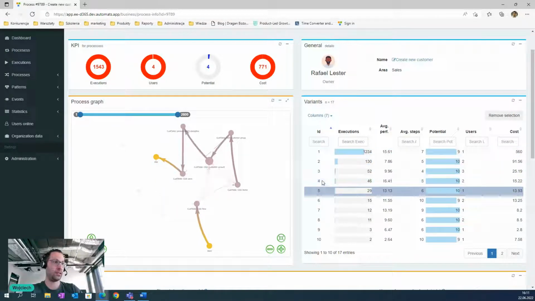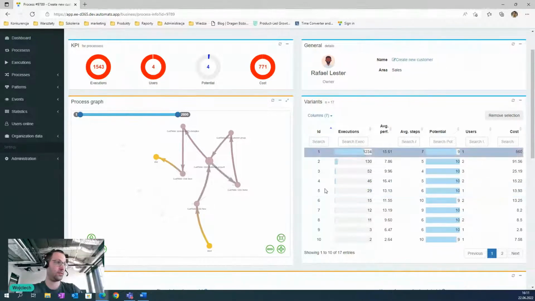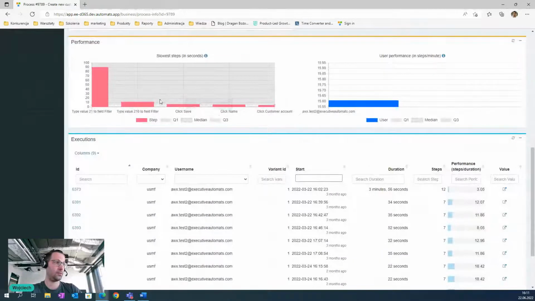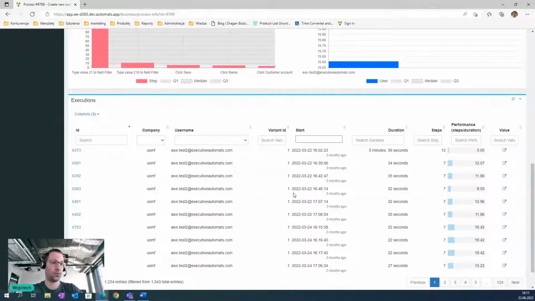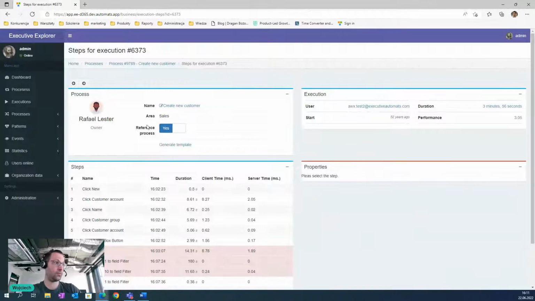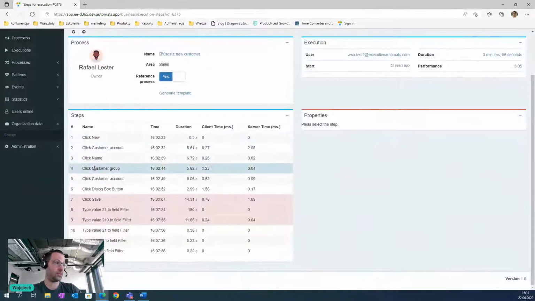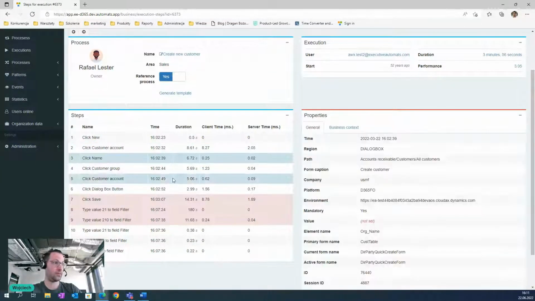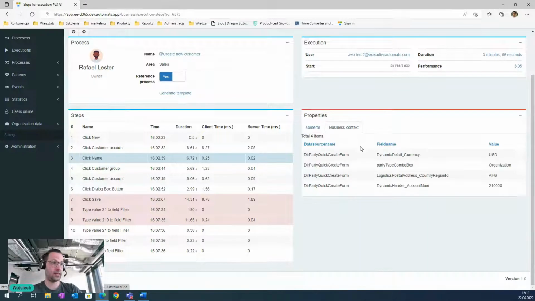So you can actually analyze and see on the graph how the specific execution is done, and we can even go further, right? Deep dive into all the executions, analyze how long a specific execution lasted, or even go to the level of the specific execution and see click by click, or even go to the business context and see what exactly was input into the specific form. So the entire business context, every single piece of information.